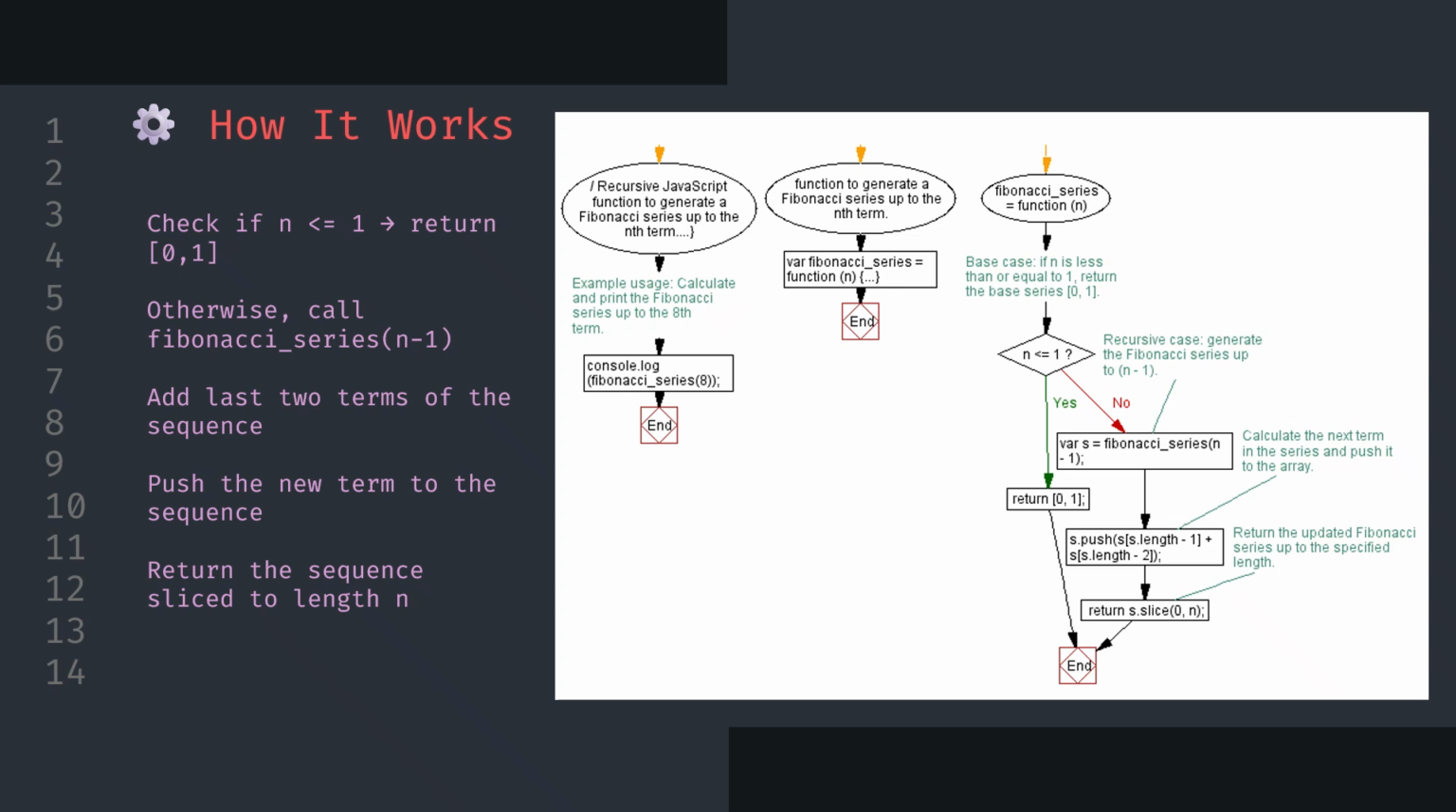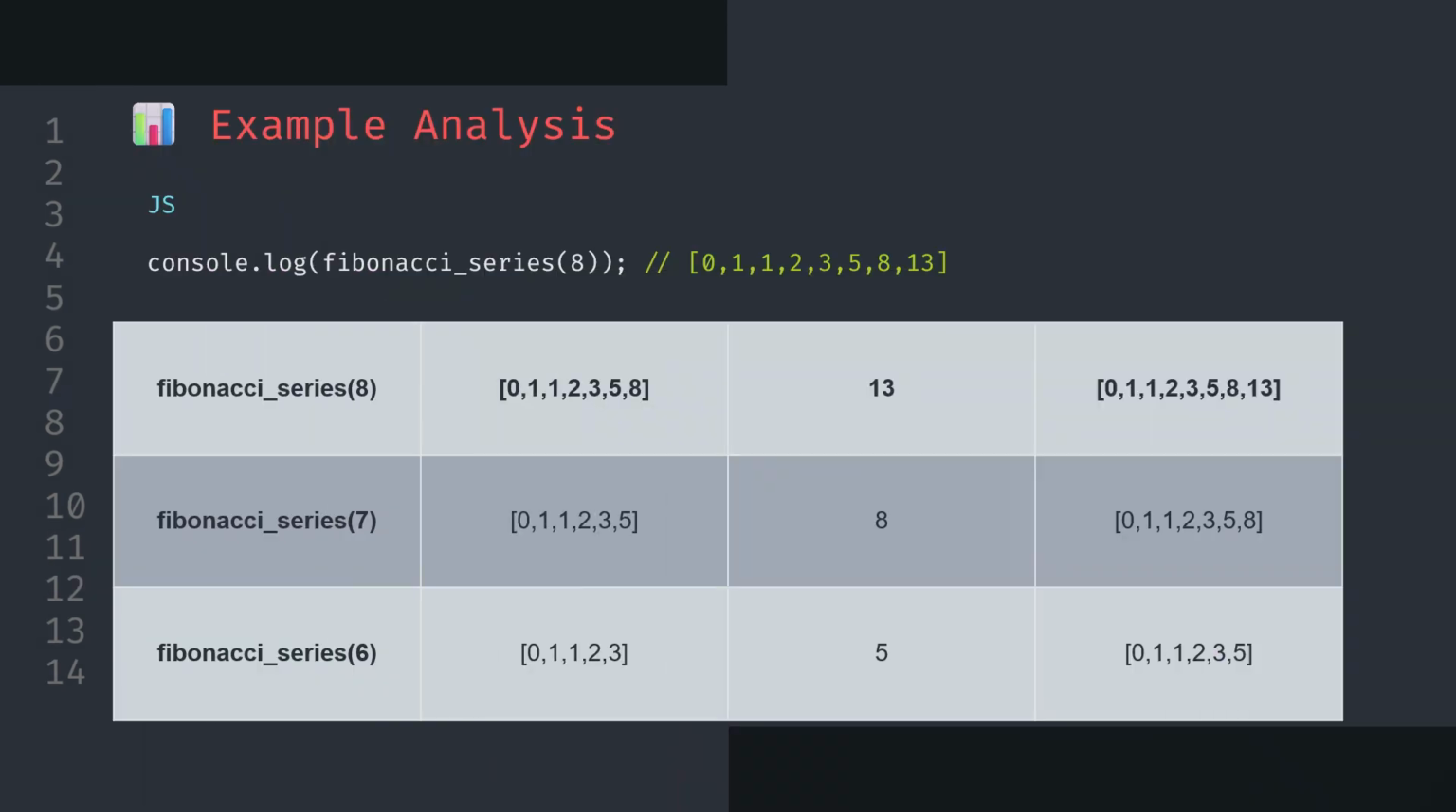Let's analyze this with an example. Let's walk through an example with n being 8. Each call generates the sequence for n minus 1, then adds the next term. We keep adding terms until the sequence has the required length. This gives us the final sequence of 0, 1, 1, 2, 3, 5, 8, and 13.